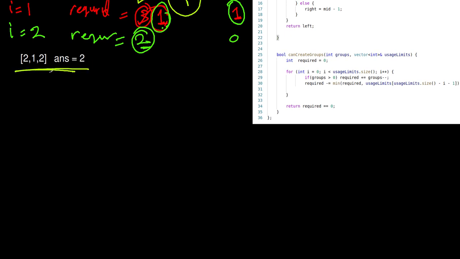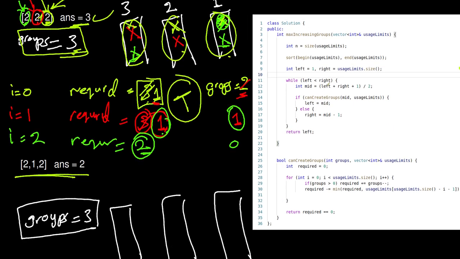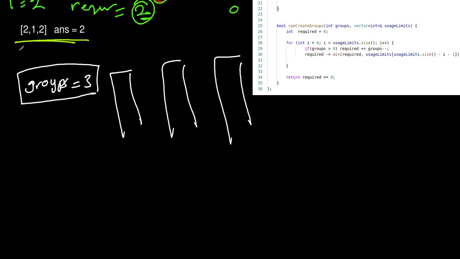Now for this example the answer is 2. Let's first try with groups equal 3. Now first thing is to sort the array. This is the first thing we do in the function. So after sorting the array, it has 1 2 2.